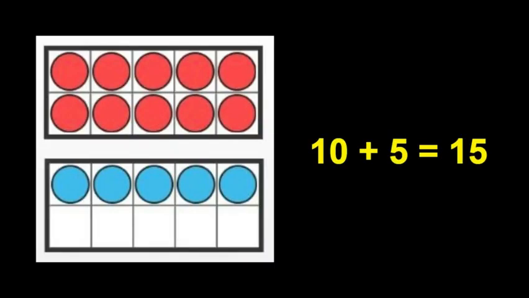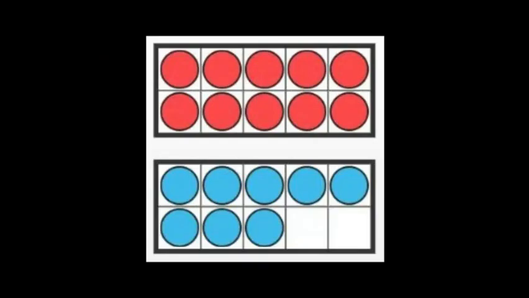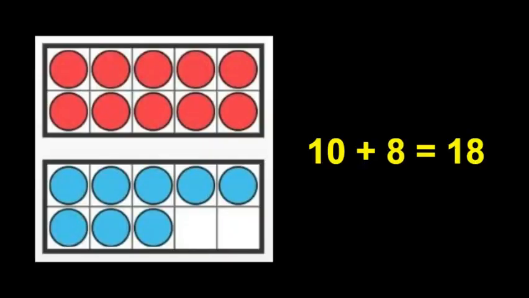How many dots did you see, and how did you see them? I hope you saw 15. 10 plus 5 is 15. Let's try another. How many dots did you see? I hope you're watching. There were 18. Did you see 10 plus 8? 10 plus 8 equals 18. Let's try another. Watch.